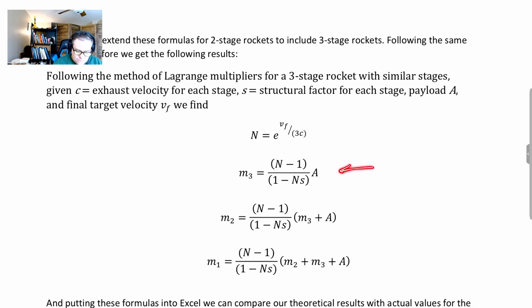And then to find the mass of stage 3, you just take that n value, use this factor here multiplied by the mass. The payload mass doesn't figure into this; it's just the total mass of the rocket that scales with the payload. So the larger the payload, the larger the stage 3 and all of the subsequent stages, and they follow a similar pattern as was derived already for 2 stages.